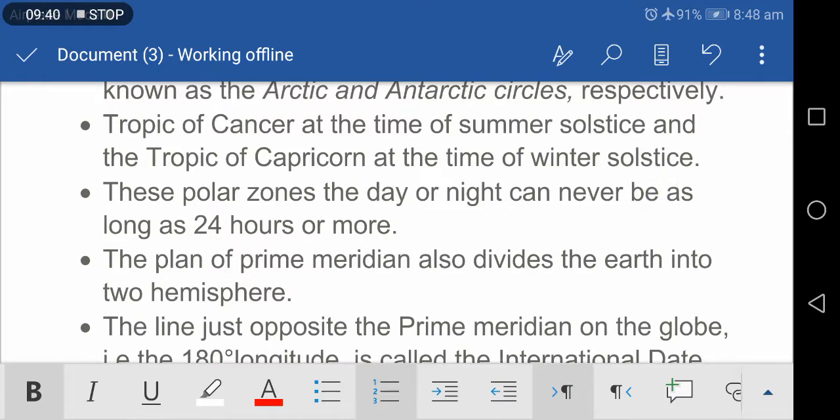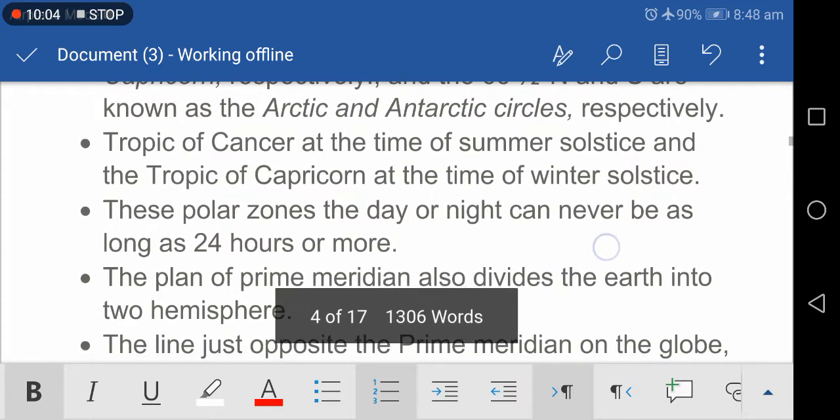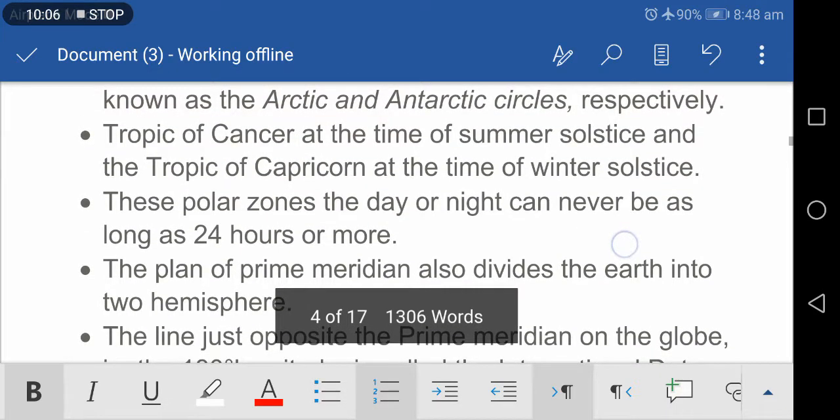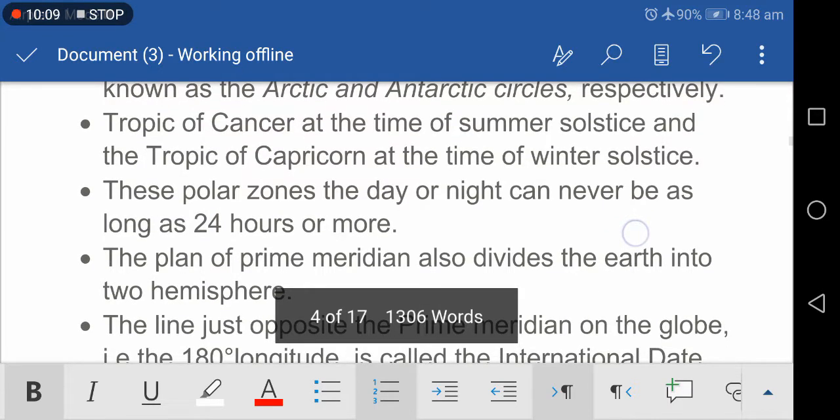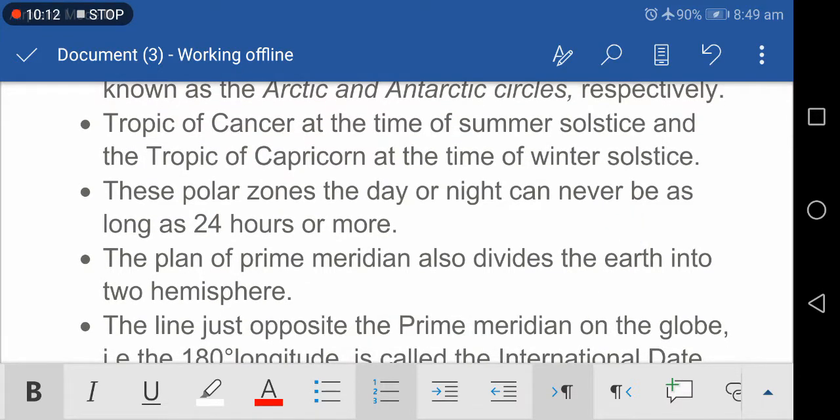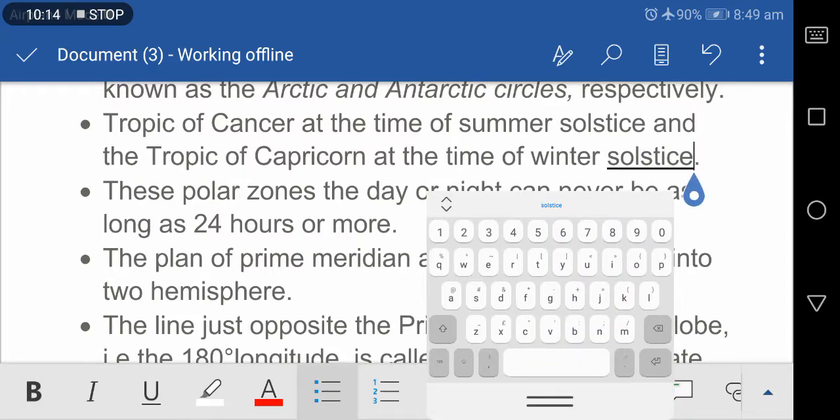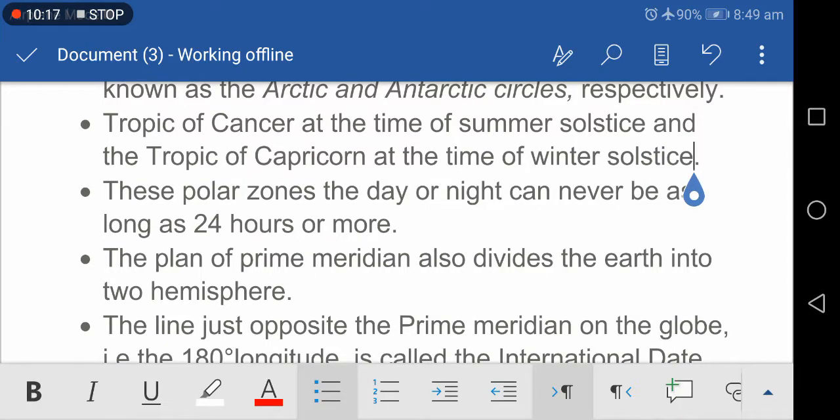Next one, the two tropics mark the limits of the zone in which the sun rays can be vertical at one time or the other. Other places in this zone, except for the two tropics, experience vertical rays of the sun twice a year. The sun is exactly overhead on the tropics only once a year: the Tropic of Cancer at the summer solstice, and the Tropic of Capricorn at the time of winter solstice.